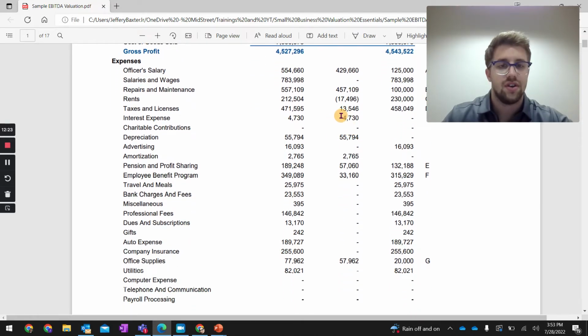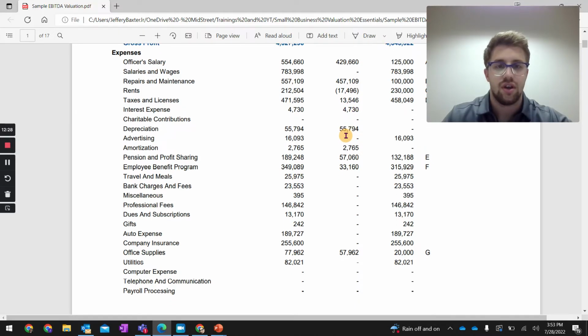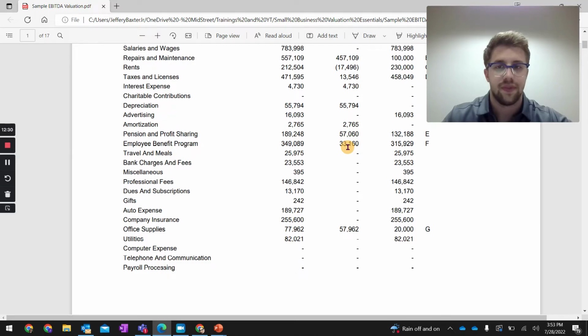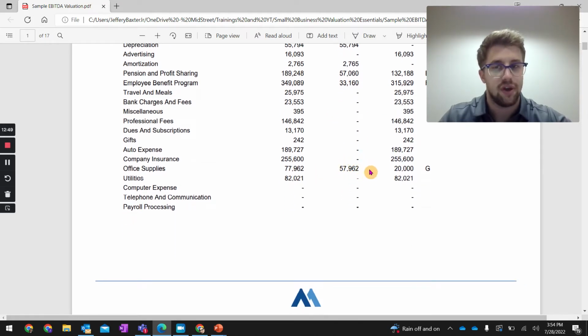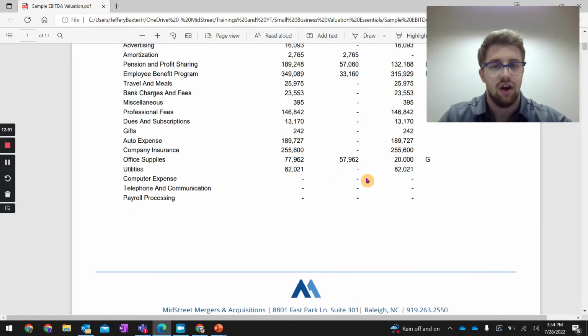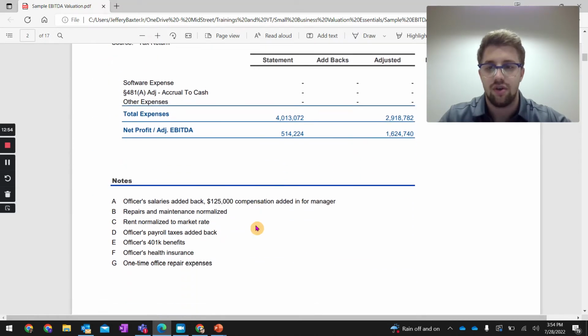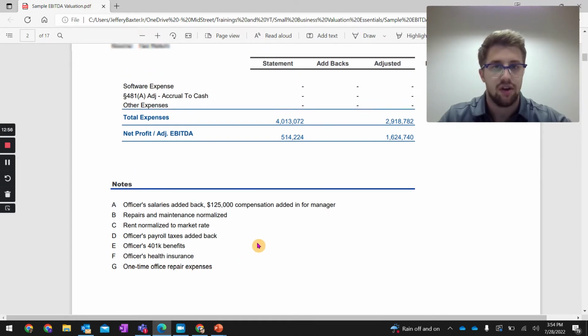The standard EBITDA adjustments are made here: interest, depreciation, amortization, and pension and profit sharing. This would be the owner's 401k portion, the employer match or employer contribution, and then the employee benefit program is the owner's health insurance paid by the company. And this is another one-time expense of office supplies. I'm not sure, we can take a look at the note down here. That was an office repair expense.